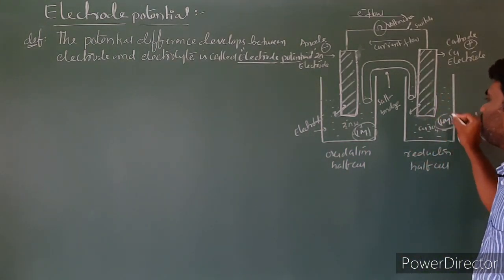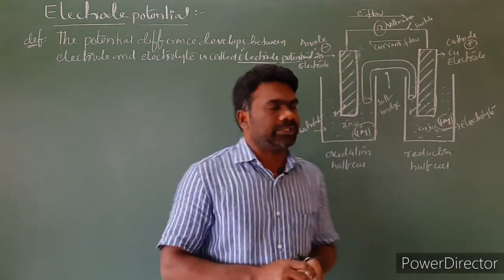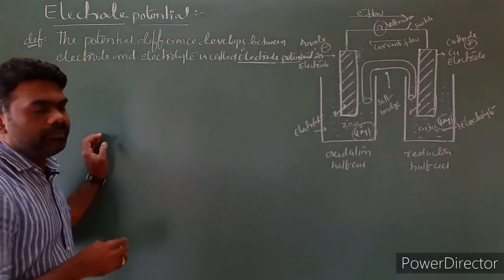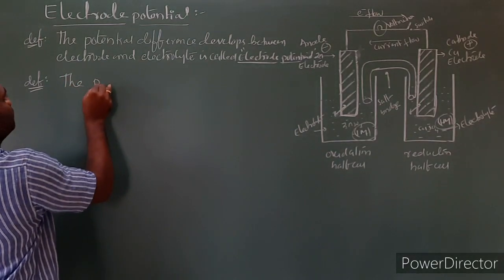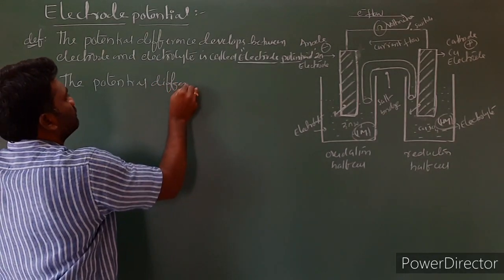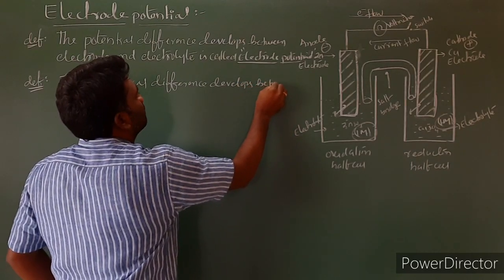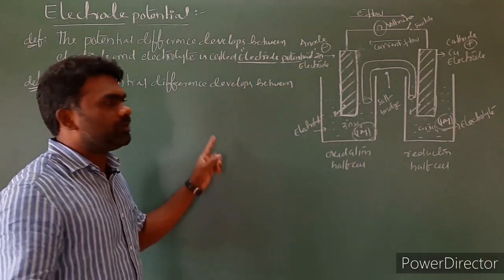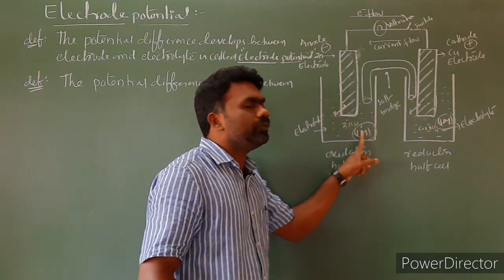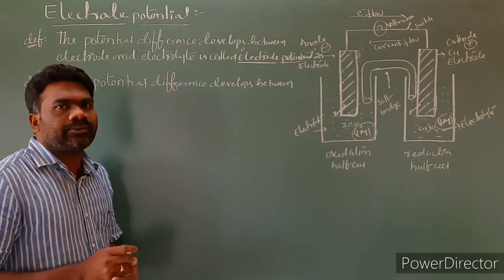Here also we are taking 1 molar and the pressure is 1. We are calling it the standard electrode potential. Now let us write the definition of standard electrode potential. The potential difference developed between electrode and electrolyte of unit concentration or 1 molar concentration is called the standard electrode potential.